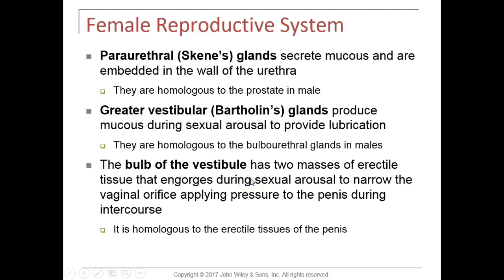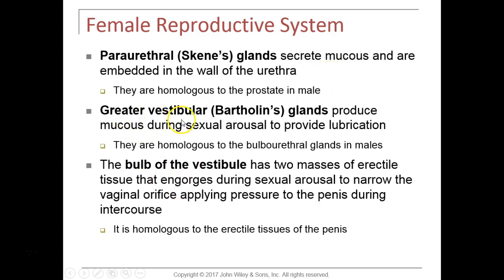There are several glands that I want us to know about that are part of normal female reproductive function. There are a pair of glands called the paraurethral glands, or what's called the Skene's glands. These glands are homologous to the prostate gland in the male. They help produce mucus during sexual intercourse and help lubricate the vaginal canal.